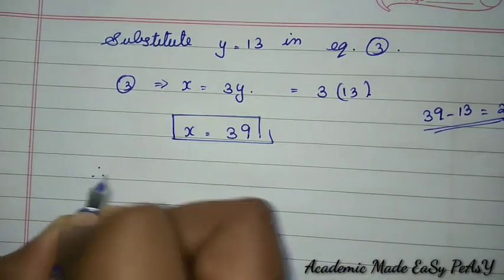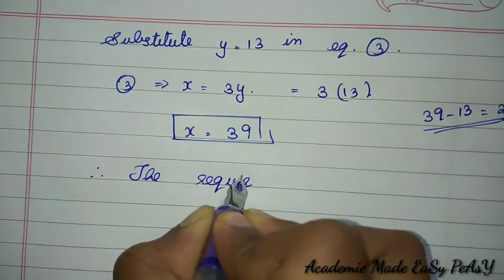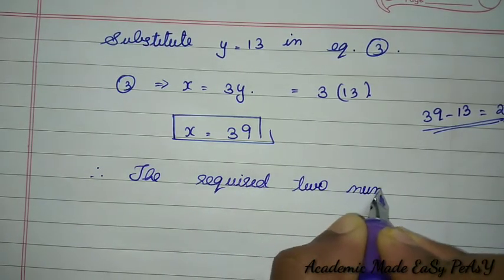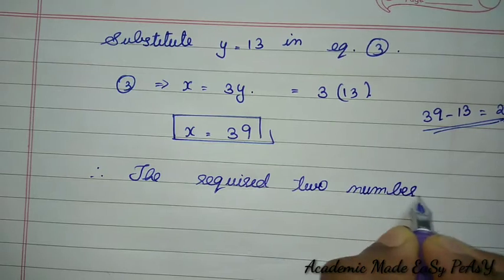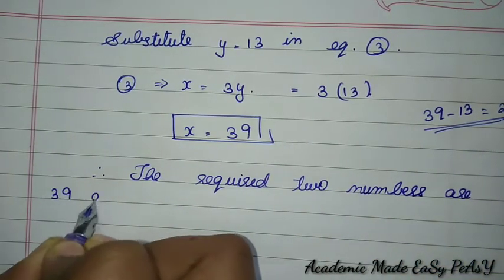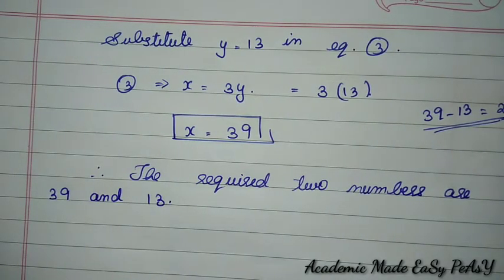So therefore the required two numbers are 39 and 13. That's it. You have to conclude for every word problem. Okay.